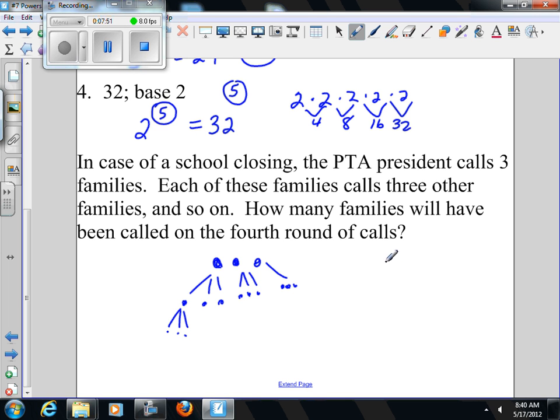Well, another way of doing this, rather than drawing a diagram, which is a fine way to do this, is to use powers. So we could actually do this. Each family calls 3 other families. There are 4 rounds, and we can write this as 3 to the 4th power. So that's 3 times 3 times 3 times 3. Well, that gives us 81 families.